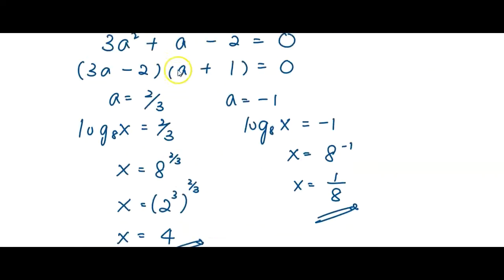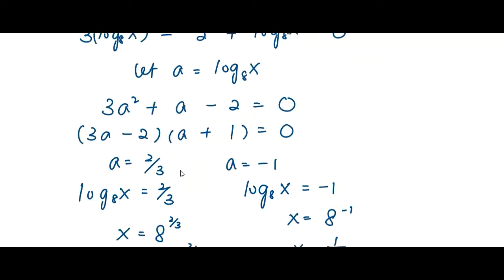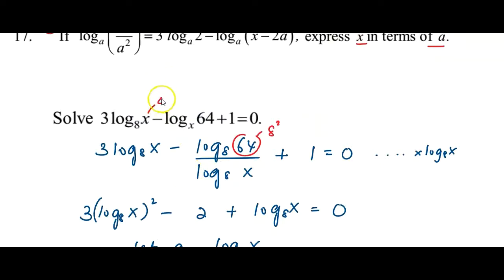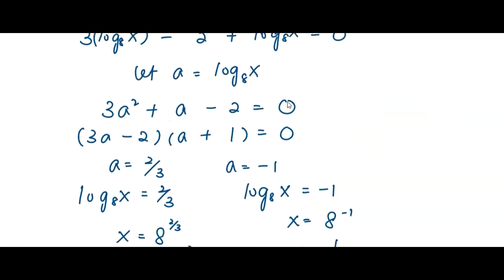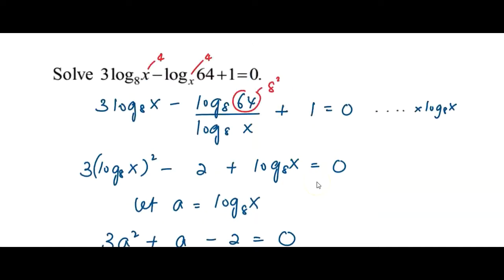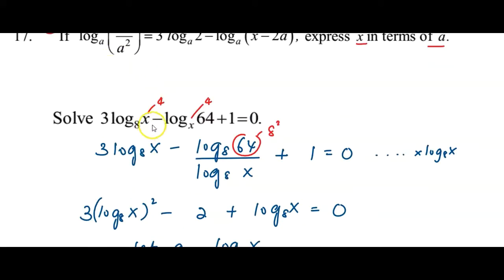We're going to substitute the value. Let's say we check for x equals 4. When x equals 4, you will calculate the left-hand value and see whether it equals 0. If yes, then you will accept 4 as your solution. After that, you are going to substitute x equals 1 over 8. Check whether, when x equals 1 over 8, the left-hand value equals 0. If yes, then you're going to accept 1 over 8 also.